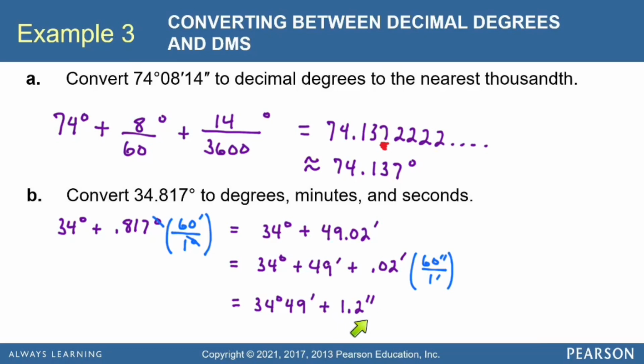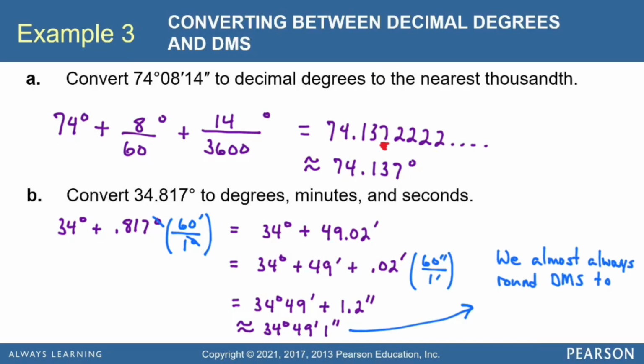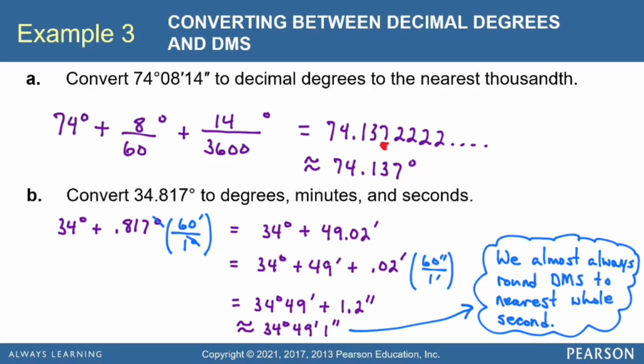And so here where we have 1.2 seconds, we would round that off to 34 degrees, 49 minutes, and 1 second, because that 0.2 of a second is not big enough to make the 1 second round up to 2. Okay, so that's our final answer. And you might just want to make yourself a note that we almost always round degrees, minutes, seconds to the nearest whole second, but you can be on the lookout in MyLab for those instructions. They will always tell you what to round to.